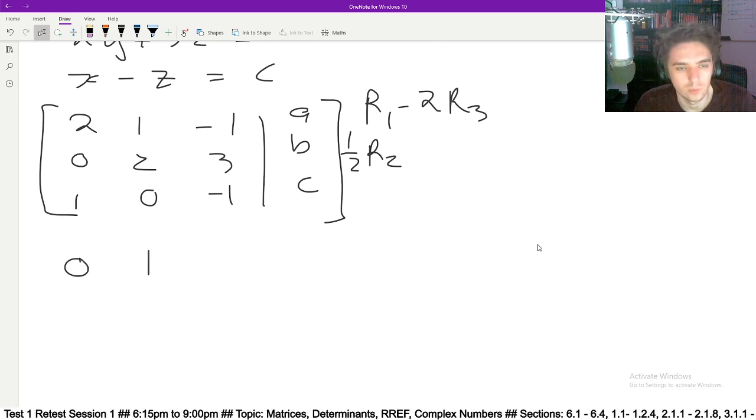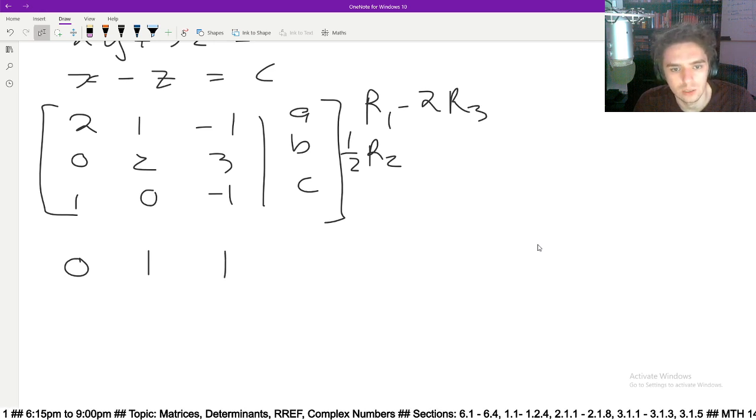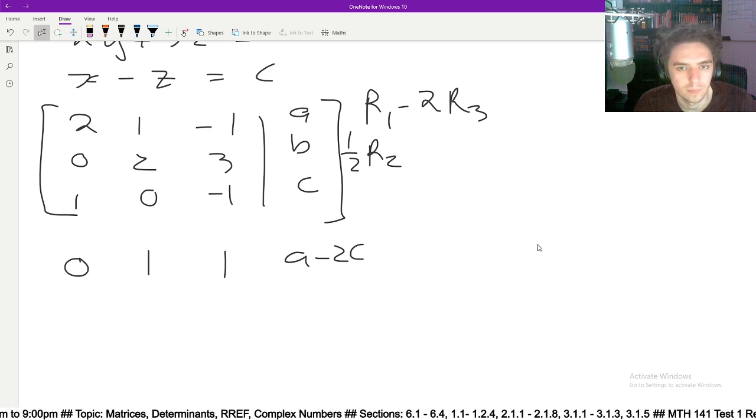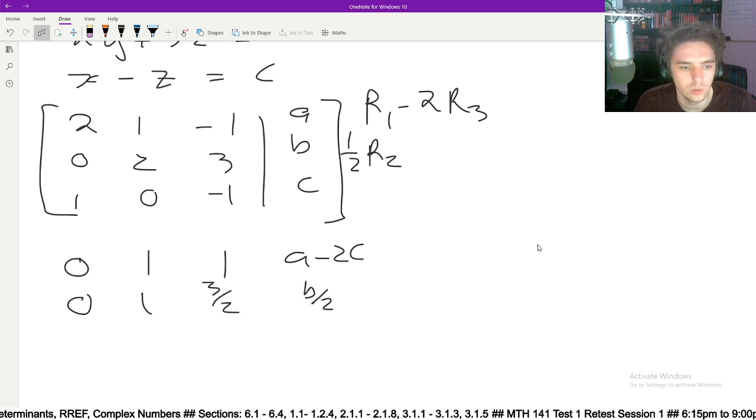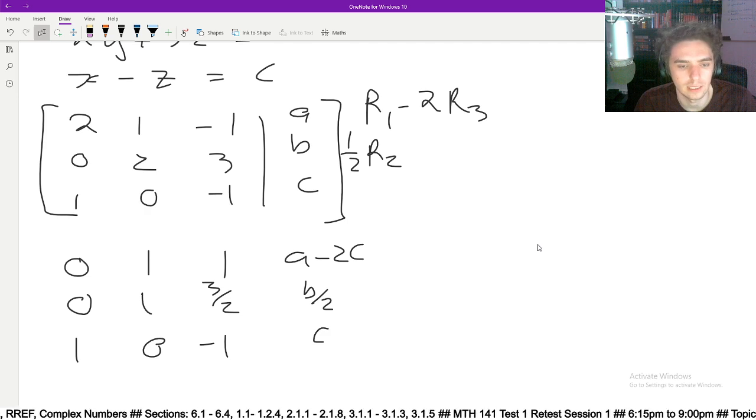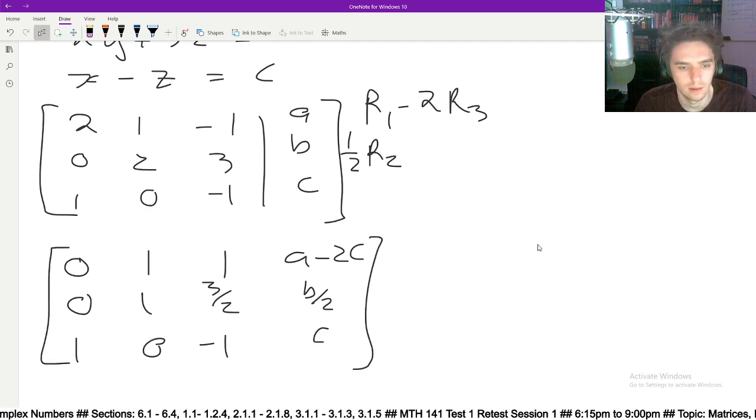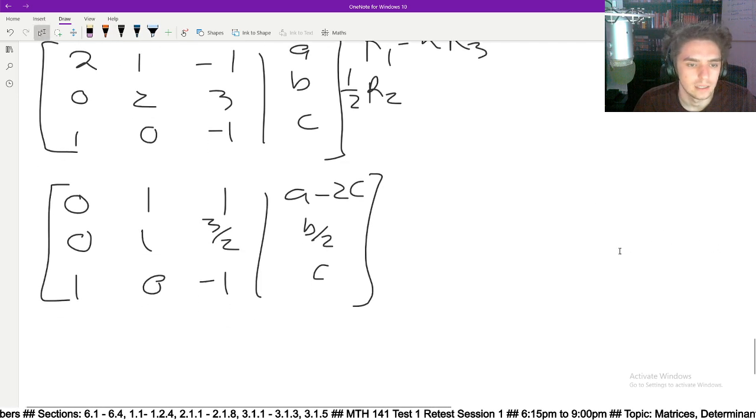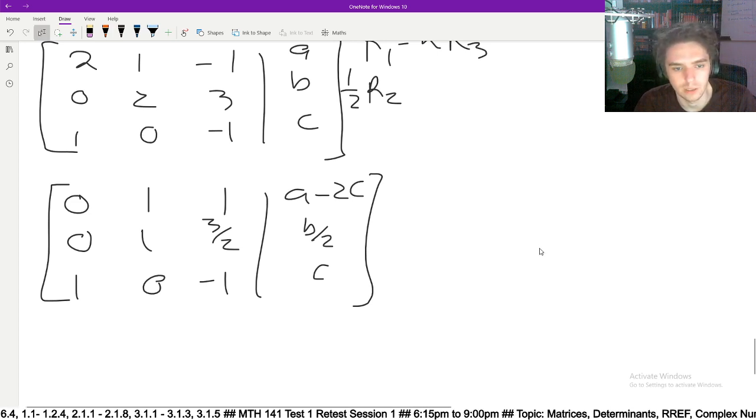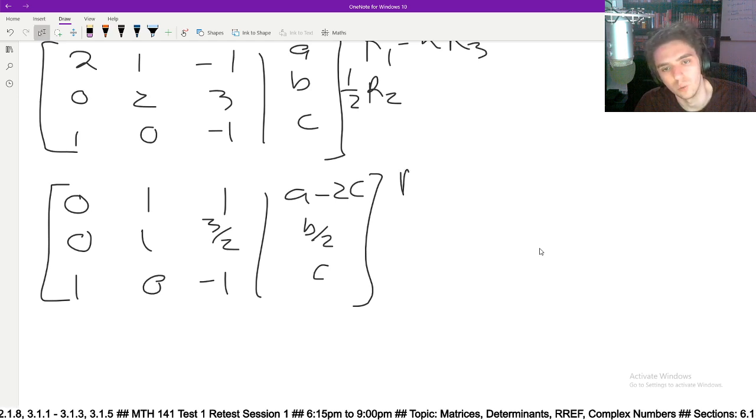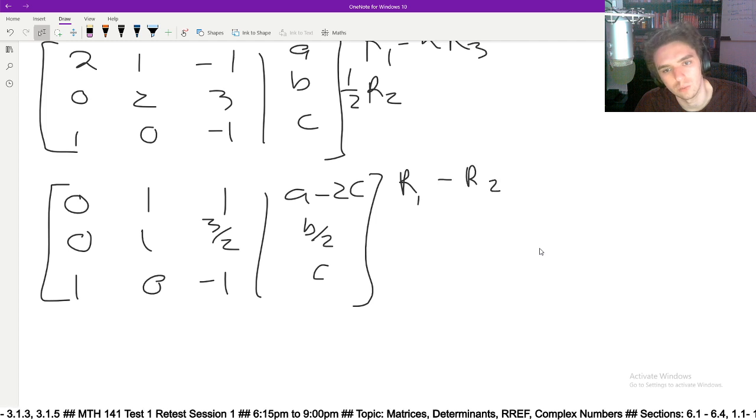So that's 0, 1 minus 0 is 1, negative 1 plus 2 is 1, A minus 2C. This is going to be 0, 1, 3 halves, B over 2, 1, 0, minus 1, C. Okay, great. There's a couple ways I could do it, I guess, but I'll just do row 1 minus row 2.